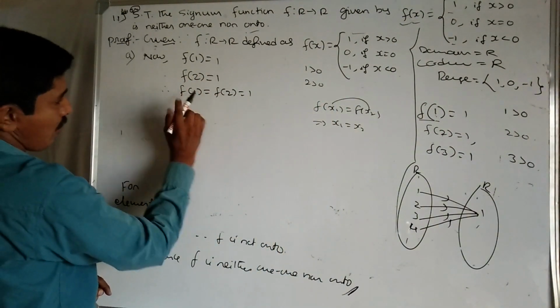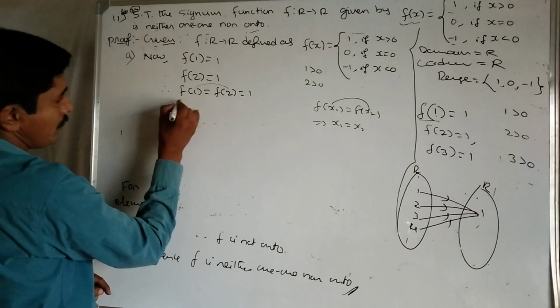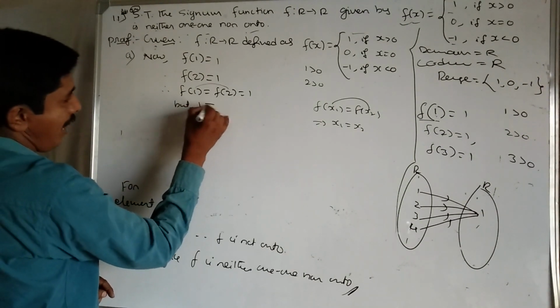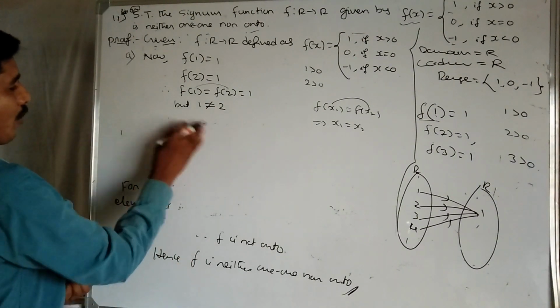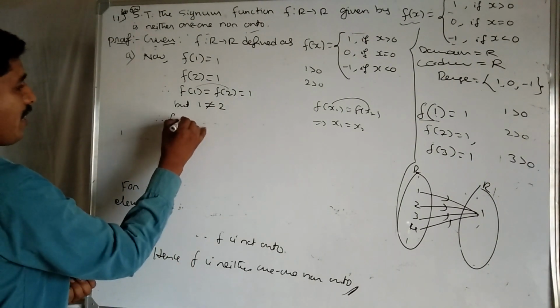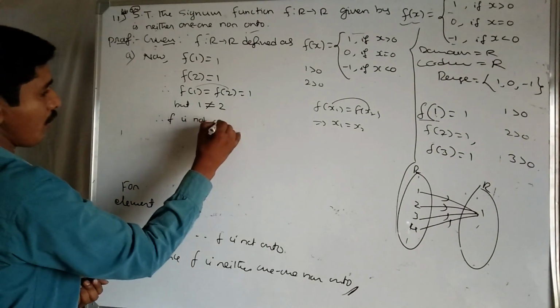Here two ranges are equal. What about the domain here? 1 and 2. 1 is not equal to 2. 1 equal to 2 would mean it is 1-1. 1 is not equal to 2, therefore f is not 1-1.